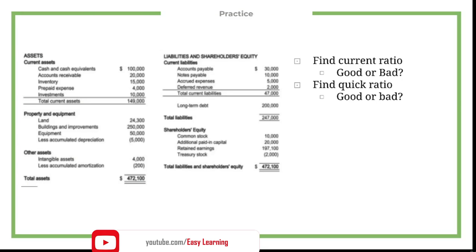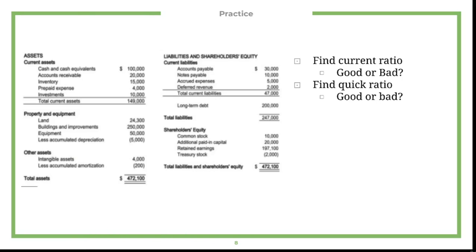So here's some practice. So I want you guys to find the current ratio, and I want you guys to find the quick ratio of this balance sheet, and then explain whether it's good or bad. So I'll give you guys about a minute to do that. Pause the video and unpause when you're ready.